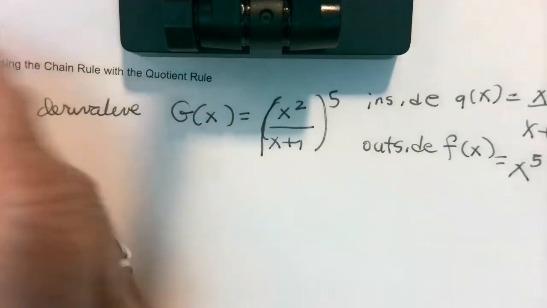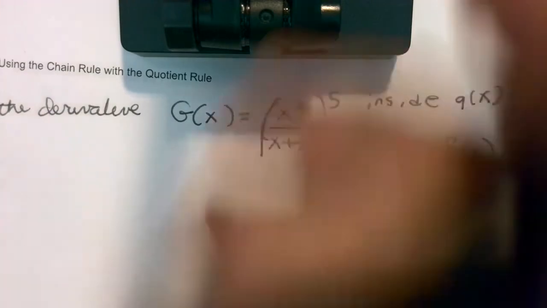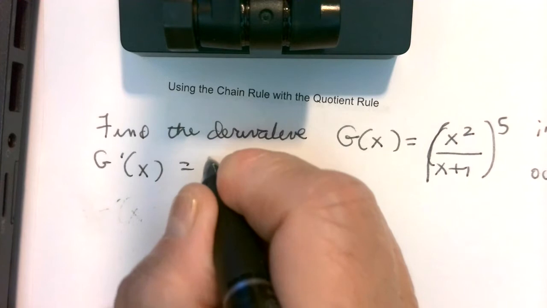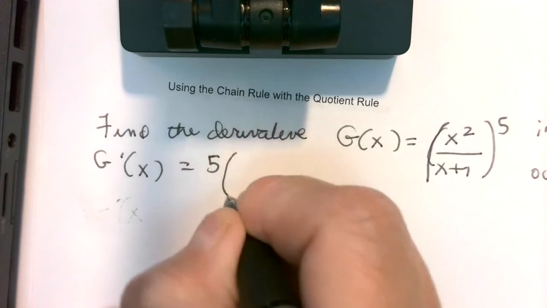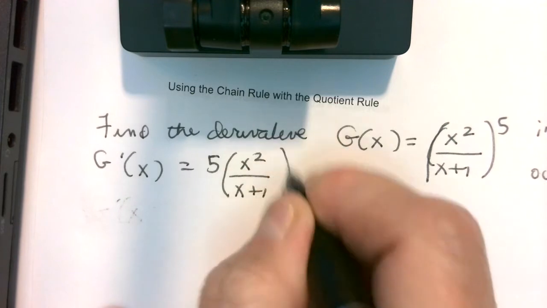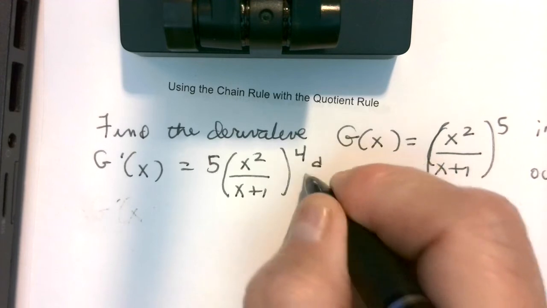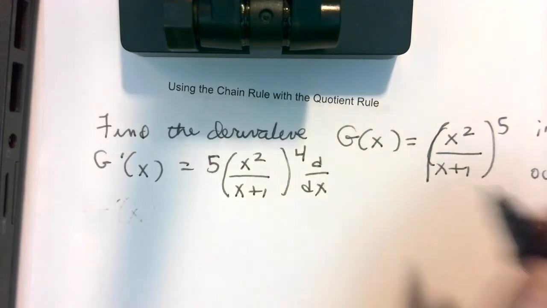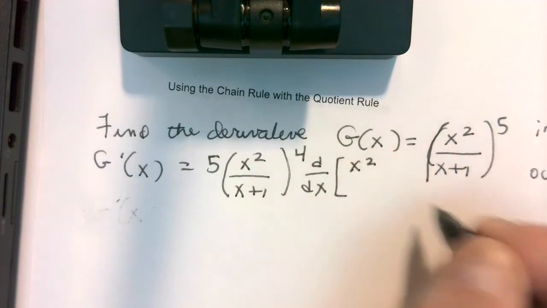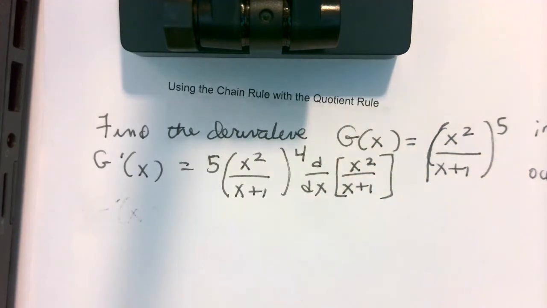We might anyways, but g prime x equals, so I'm going to bring down the 5, leave the inside inside, subtract 1 from the exponent, and then I'm going to write in the step, we've got to find the derivative of x squared over x plus 1. So we're going to have to use the quotient rule to do that.